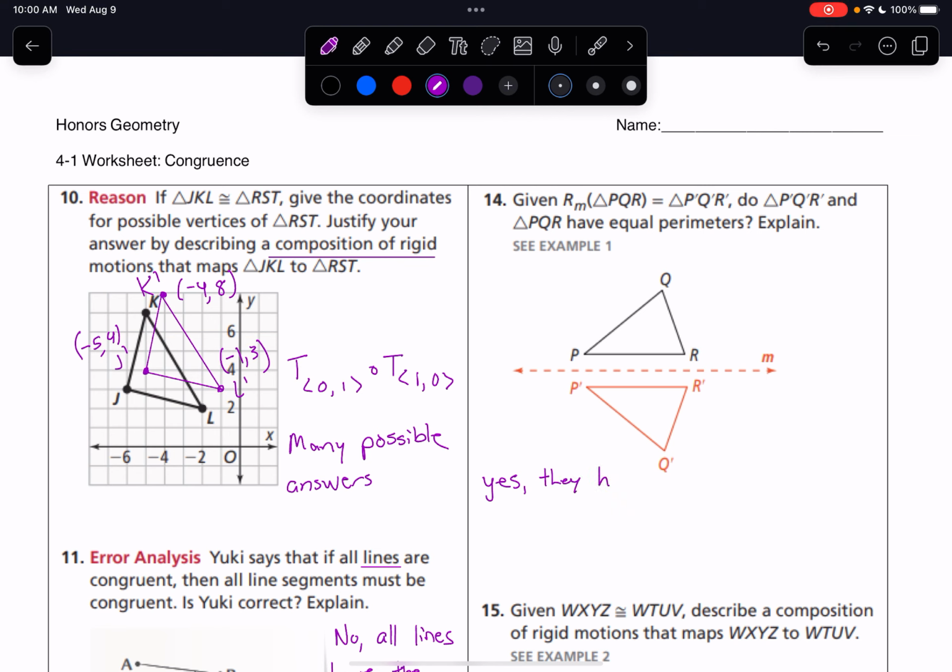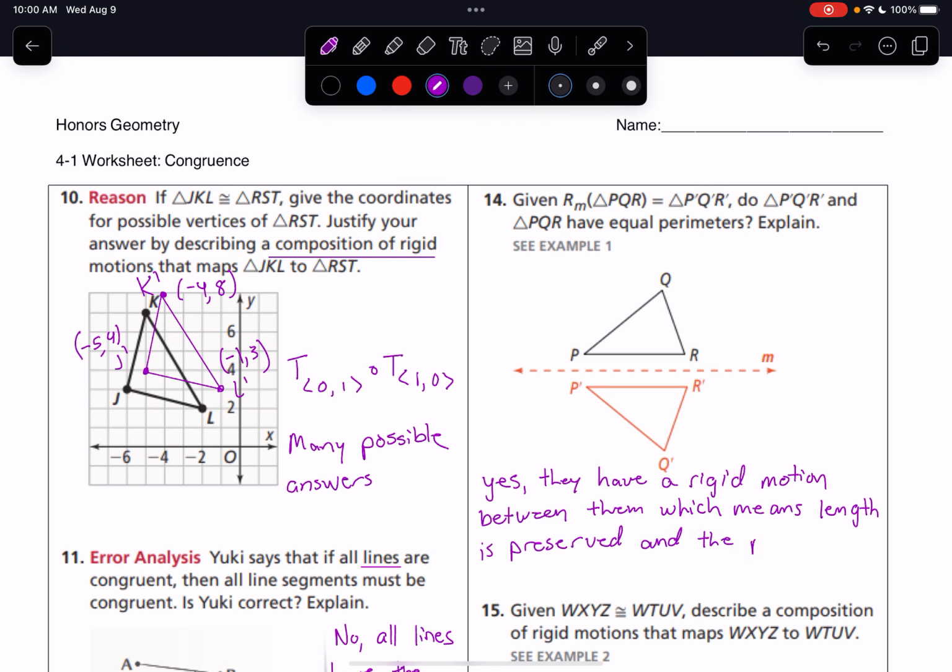they have a rigid motion between them, which means length is preserved and the perimeters are the same.